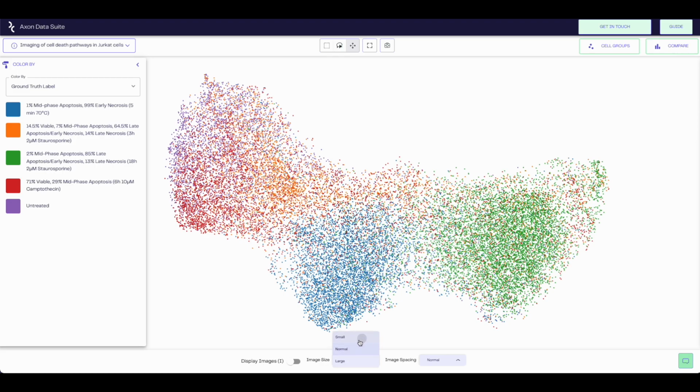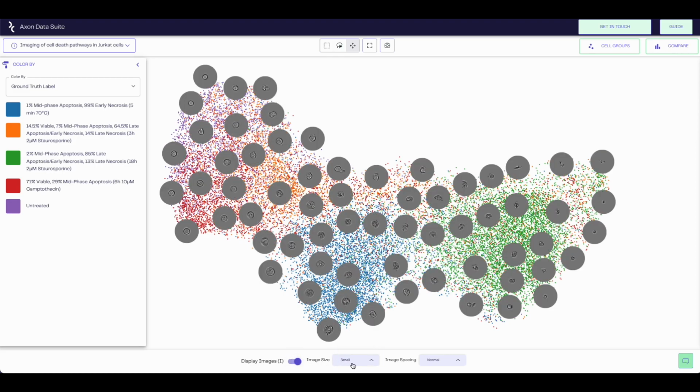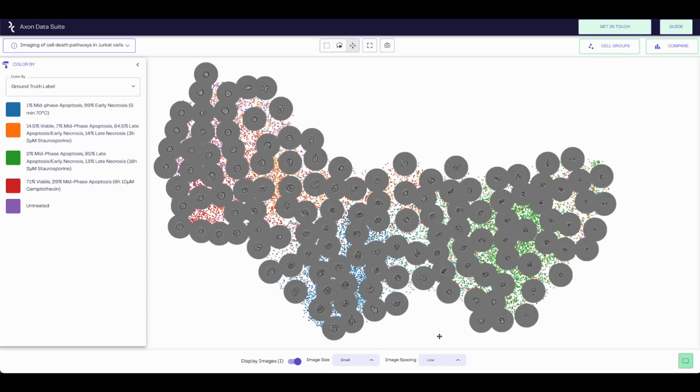By toggling display images in the bottom, we can visualize the morphological changes identified by Deepcell's embedding model. Each treated condition has a distinctive morphological signature associated with treatment. Untreated cells, in purple, are concentrated in the top left corner of the plot, and these cells look viable with minimal granularity.